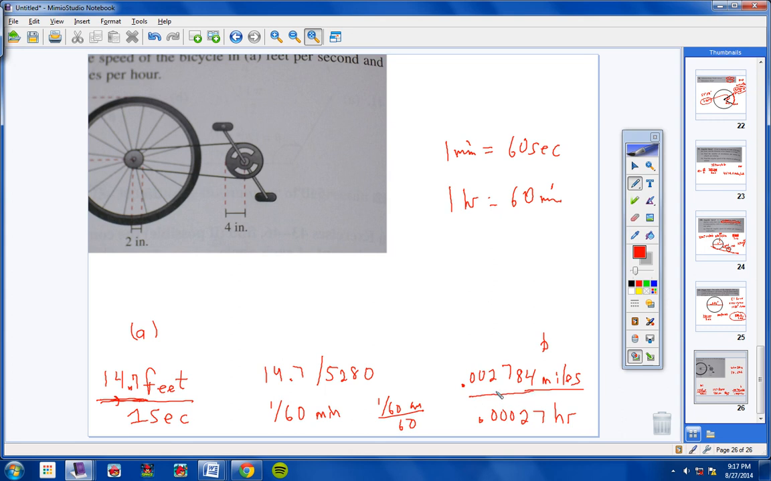Okay, so now we're just about finished. With my calculator, I have 0.002784 divided by 0.00027 equals, and I'm going to get this right here, 10.31 miles per hour. I just took this number here divided by this number here.